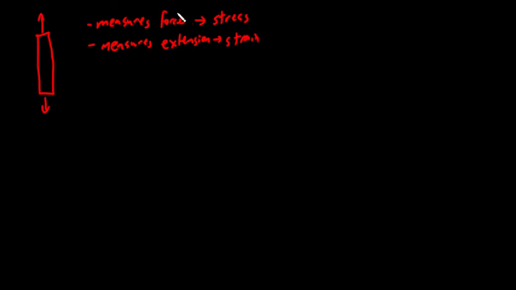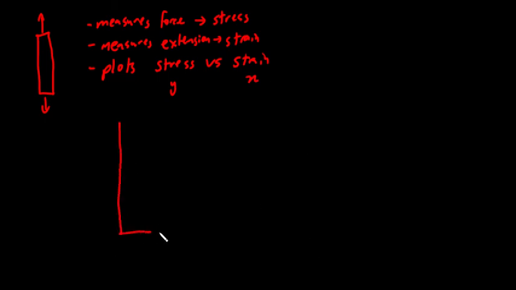And then what it does is that it plots stress versus strain. This is the y-axis, this is the x-axis. Say I sample this for a metal. Generally metals will have this characteristic shape, that's why I'm going off them. But yeah, so stress, strain.